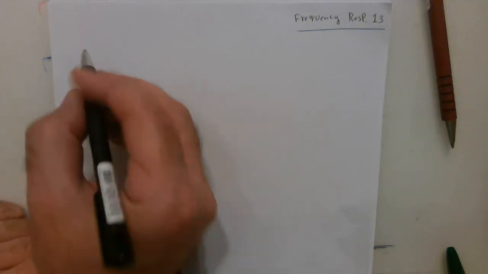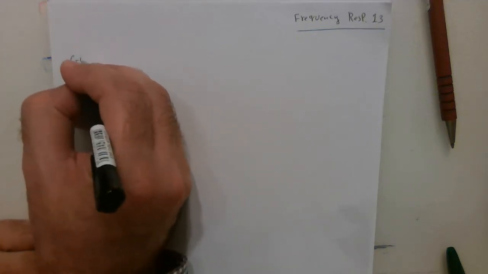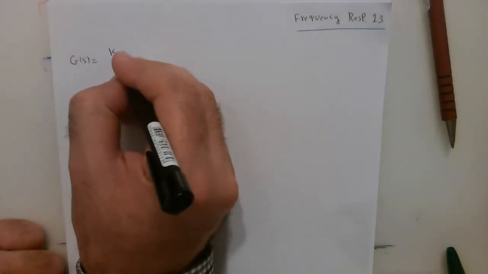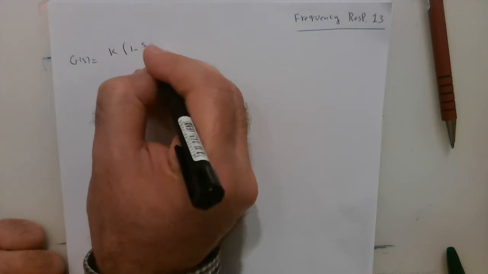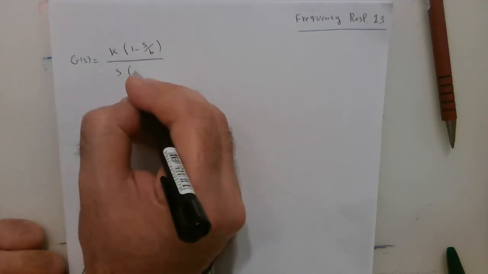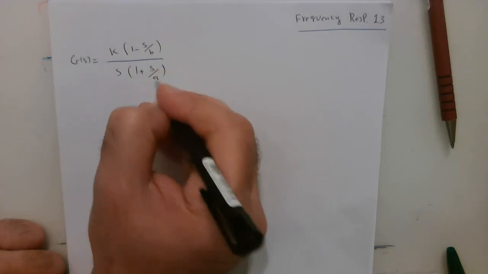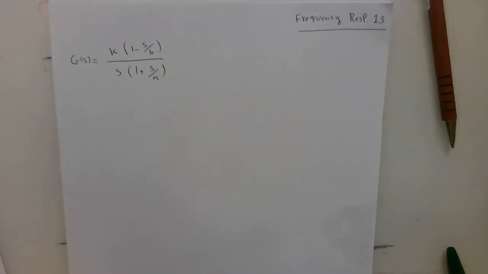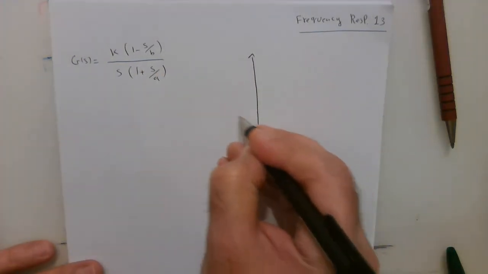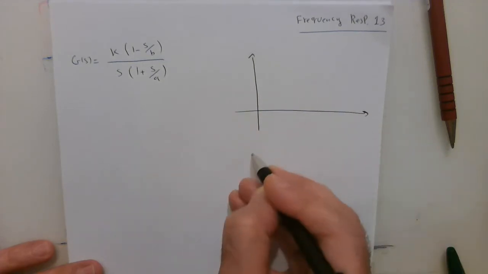The next example is G(s) = K(1 - s/b) / [s(1 + s/a)]. So let's see what happens in this system. What happens to the Bode diagram of this system?